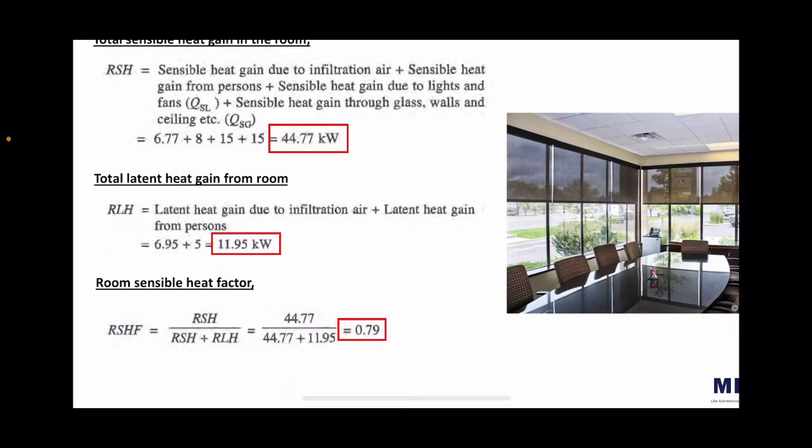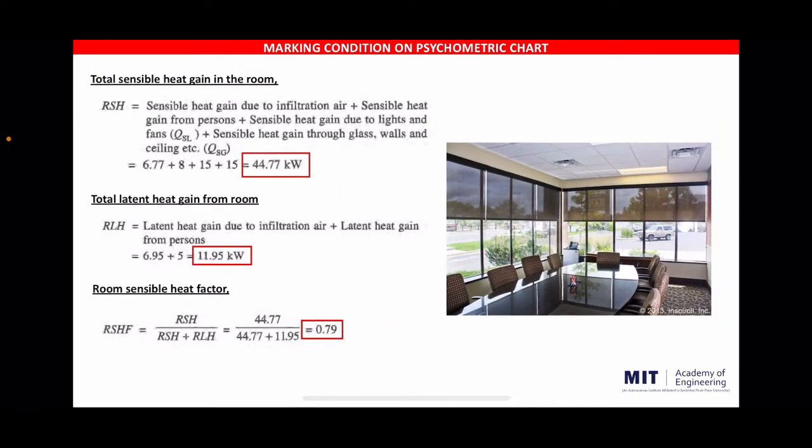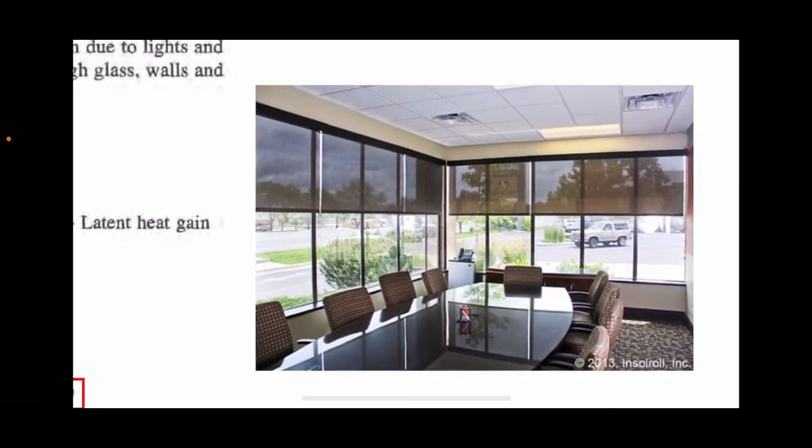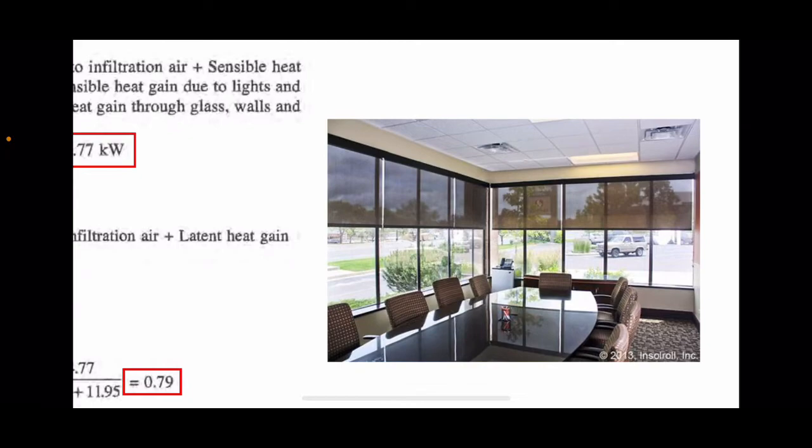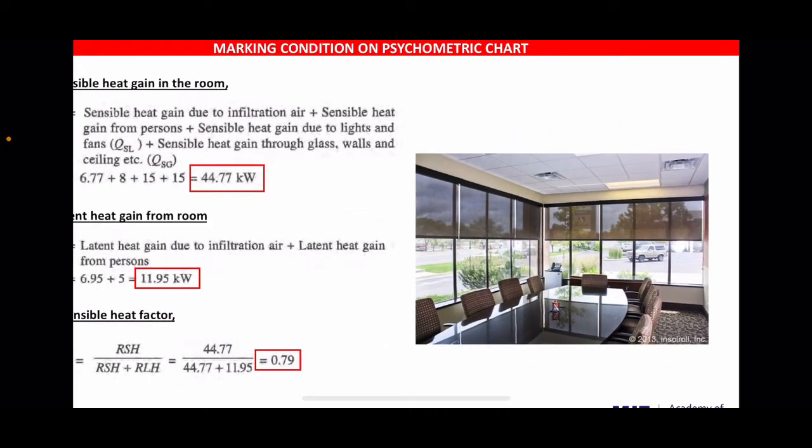For calculating RSHF, the room sensible heat factor, there is a formula which is the room sensible heat upon the room total heat. Total heat comprises sensible heat plus latent heat. So we add all the values and substitute them, and we have obtained 0.79 as the room sensible heat factor. This picture also portrays the total heat, sensible heat and latent heat that will be taking place in the case of the conference.